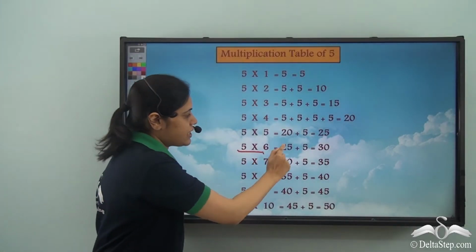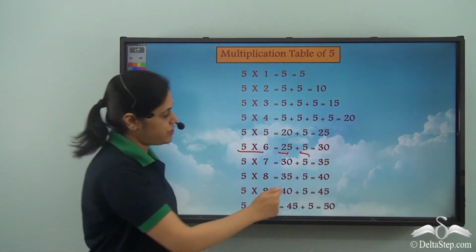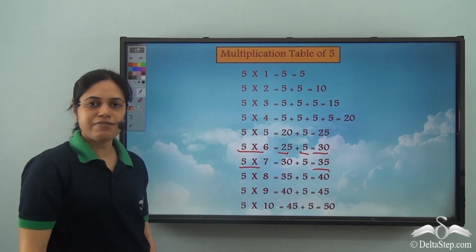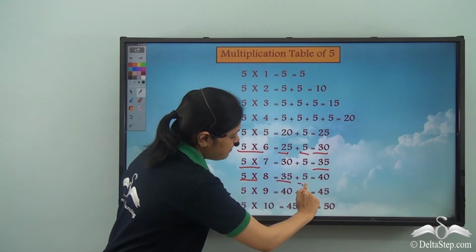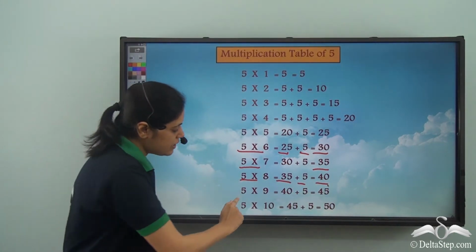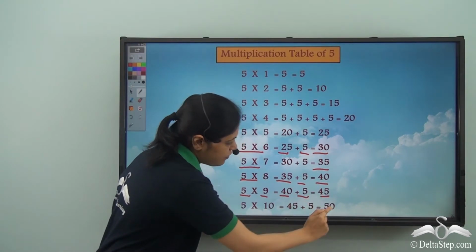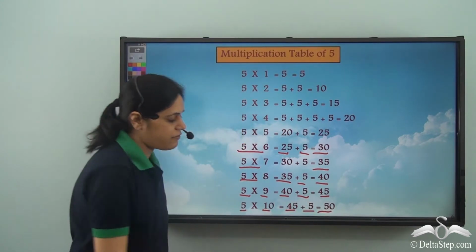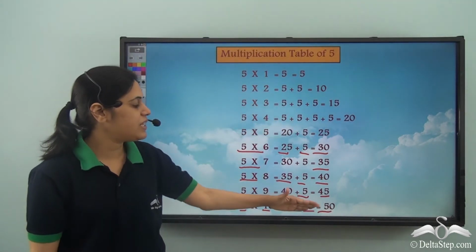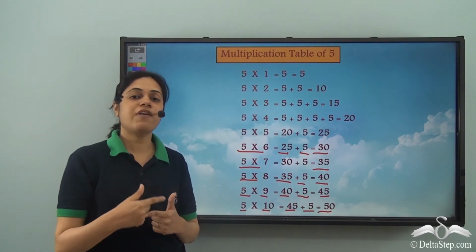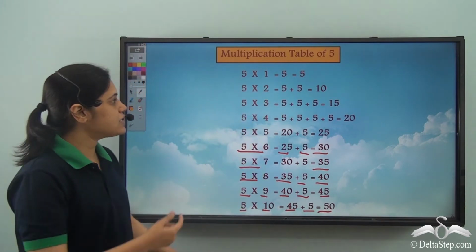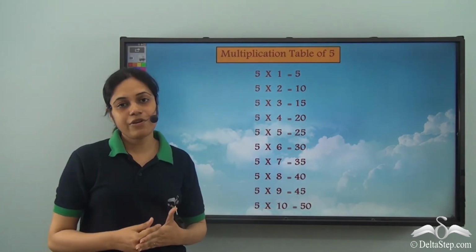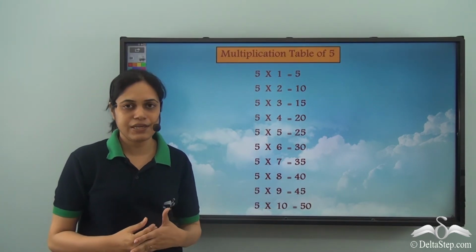Similarly, 5 into 6 will be 25 plus 5, which is 30. 5 into 7 will be 30 plus 5, which is 35. 5 into 8 is 35 plus 5, which is 40. 5 into 9 is 40 plus 5, which is 45. And 5 into 10 is 45 plus 5, which is 50. So in each step, the answer is increasing by 5 because one more 5 is added. And this is the multiplication table of 5. So you can use this table whenever you need to add 5 repeatedly.